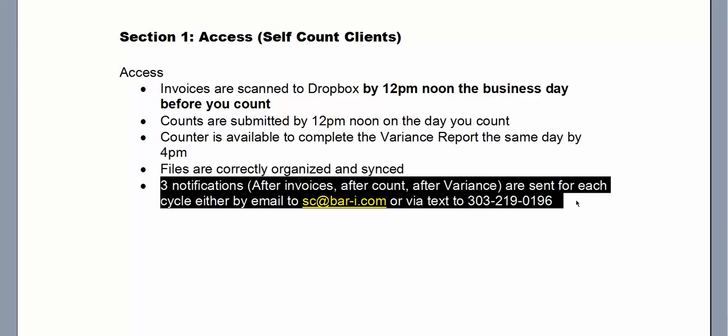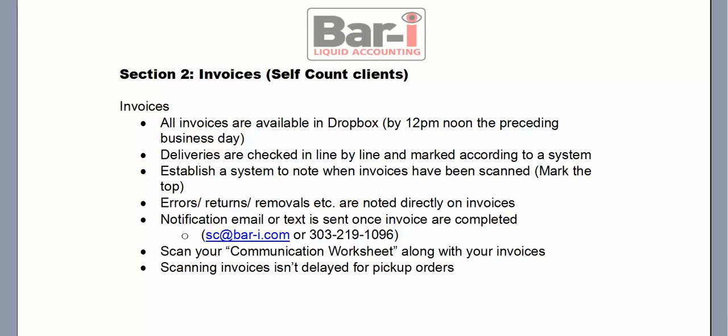And then finally, as we said, there's three steps. After each of these steps, after you've scanned your invoices, after you've done your count, and after you've completed the variance report, you need to send us a notification email to let us know that you've completed that step so we can get to work for you. And there's two methods to do that. It can just be a one-liner, say, hey, I'm done with my count, invoices are in. Either send an email to SC, short for self-count, at bari.com, or send a text to that number here, 303-219-0196.